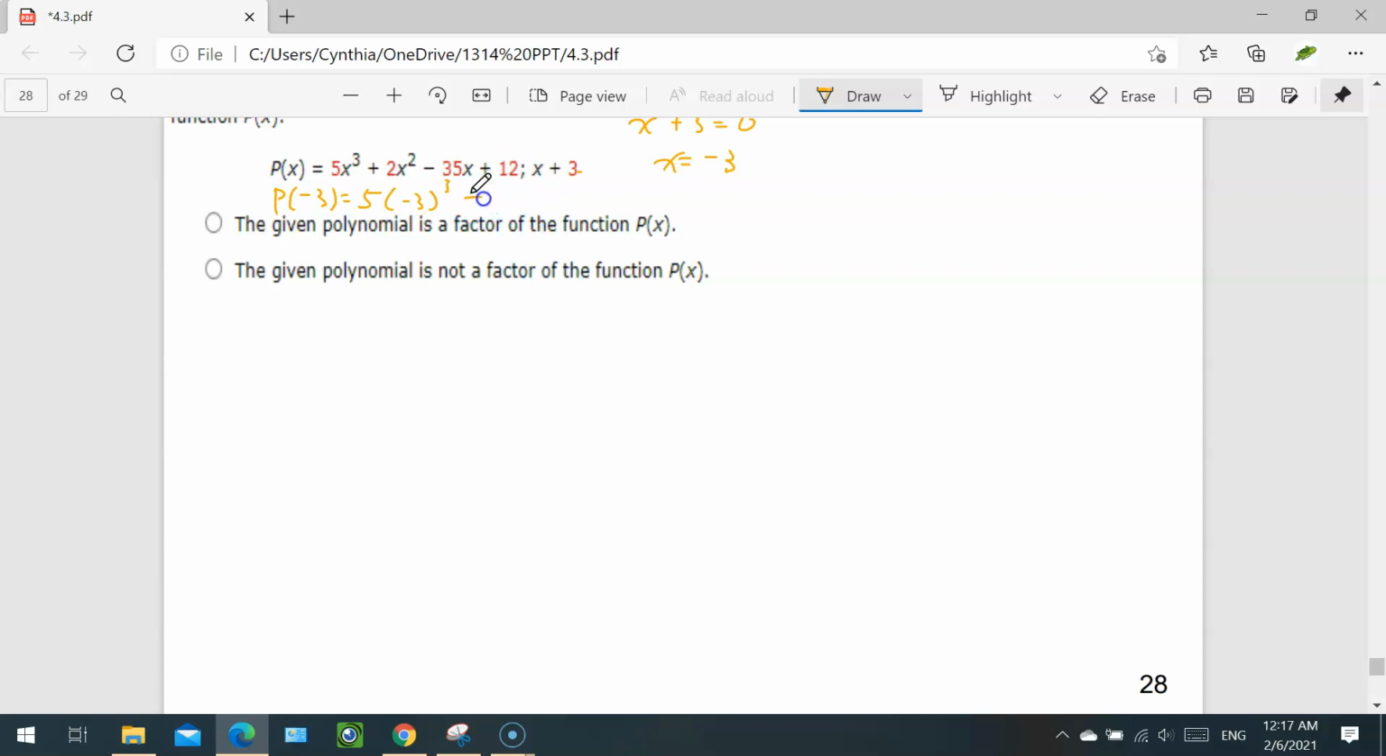And see whether you can get 0 or not by the end. If the output is 0, that means yes, x plus 3 is a factor of the polynomial p of x. If not, then that is not true. Alright, so you try this one yourself. Just see whether you can get a 0 or not.